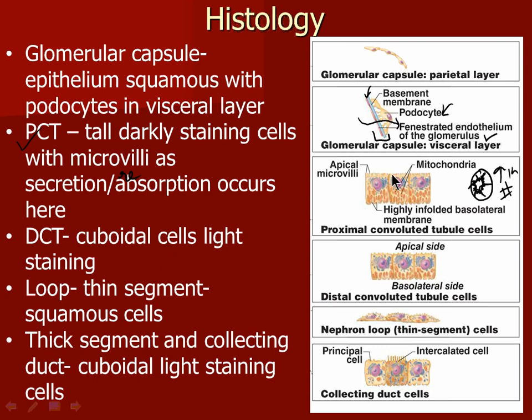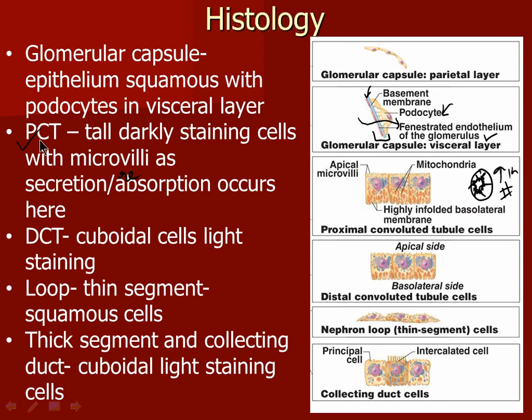It also stains a little bit more deeply because you have a lot of mitochondria, a lot of activity going on here: mitochondria, Golgi body and rough endoplasmic reticulum. That's why it stains more deeply. Distal convoluted tubules are fewer in number. They usually have cuboidal cells, so the lumen is much larger. And these are usually clearer, light staining, because they don't have that many mitochondria, Golgi and rough endoplasmic reticulum. Though even here you have reabsorption and secretion occurring, most of it occurs in the proximal convoluted tubule.